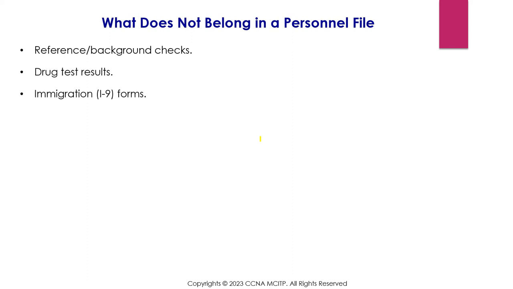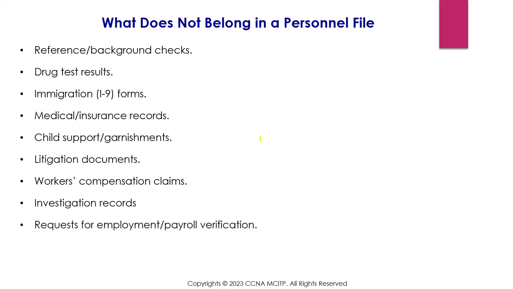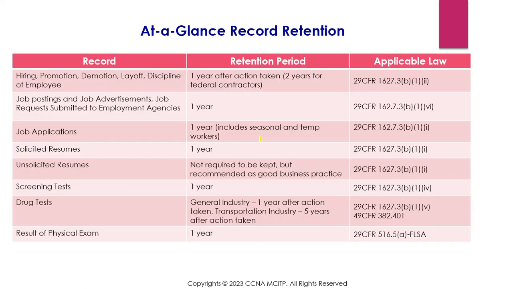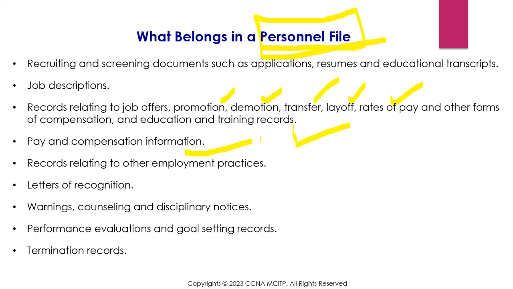And what does not belong in the personnel file? Let's see. References, background checks, drug test results, immigration forms, medical insurance records, child support, garnishments, litigation documents, workers' compensation claims, investigation records, requests for employment, payroll verifications. So these are not part of personnel files. And what we discussed in the last slide are the parts of the personnel file.